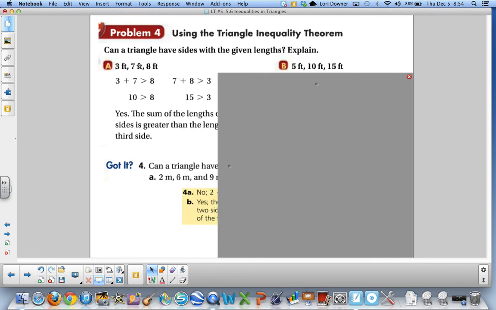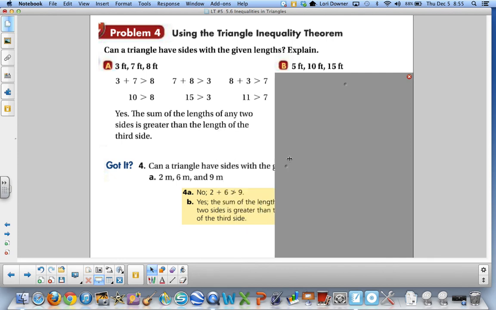If I took 7 plus 8, and that has to be greater than 3, because the sum of any two sides has to be greater than the third. So I add these, I get 15. 15 is greater than 3, so that works. And then the last variation is 8 plus 3, and seeing if that's greater than 7. We see that it is. 11 is greater than 7. So yes, the sum of the lengths of any two sides is greater than the third. Try it with this one. Pause the movie, try this one on your own.